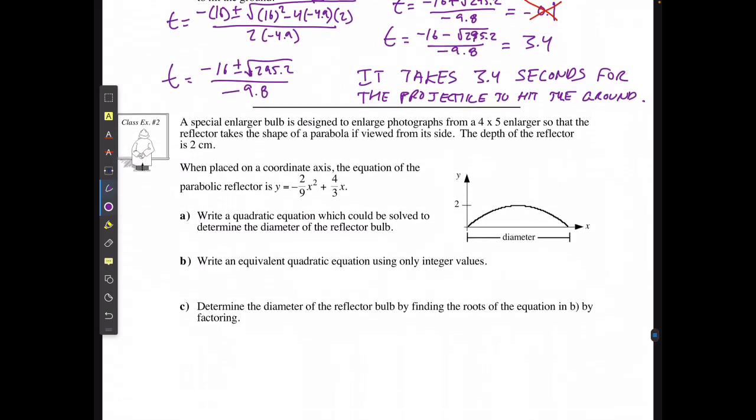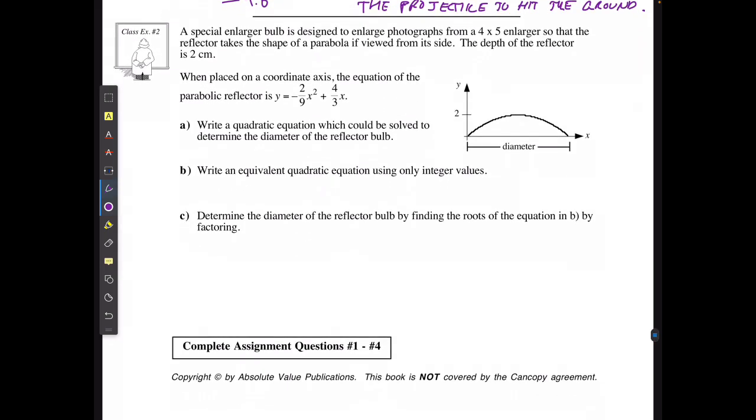For the second example, a special enlarger bulb is designed to enlarge photographs from a 4x5 enlarger so that the reflector takes the shape of a parabola if viewed from its side. The depth of the reflector is 2 centimeters. When placed on a coordinate axis, the equation for the parabolic reflector is right here. Y is equal to negative 2 over 9 x squared plus 4 over 3 x.